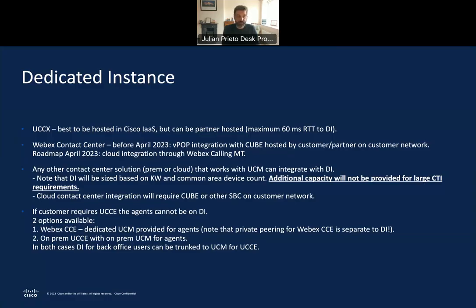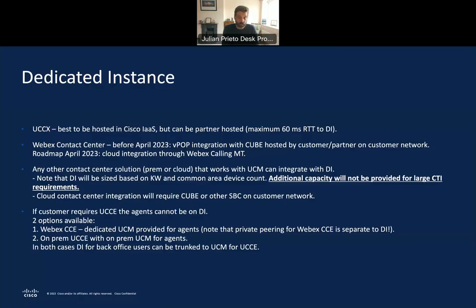Now we have a couple of options with UCCX integrated with dedicated instance. The best option is to host it in Cisco IaaS, Cisco Infrastructure as a Service, which is a service that can be purchased. You can purchase compute in the same data centers co-resident with dedicated instance. So obviously in that case, the latency between UCM and UCCX is minimal. They're basically next to each other.